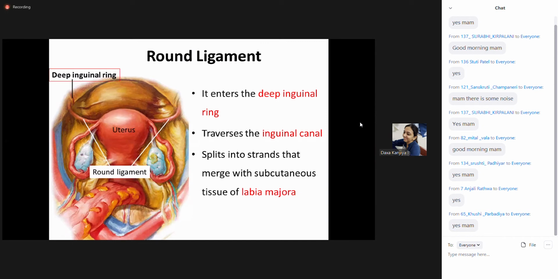Now, just like the testis, this round ligament of the uterus carries along with it a fold of the peritoneum. But later on, this fold of the peritoneum will degenerate. But if it persists along with the round ligament of the uterus, that fold is called the canal of Nuck. So what is the canal of Nuck? It is nothing but the persistent fold of peritoneum that runs along with the round ligament of the uterus. That is called the canal of Nuck. Just like a persistent processus vaginalis, which runs along with the testis. Just like that, this is the canal of Nuck.